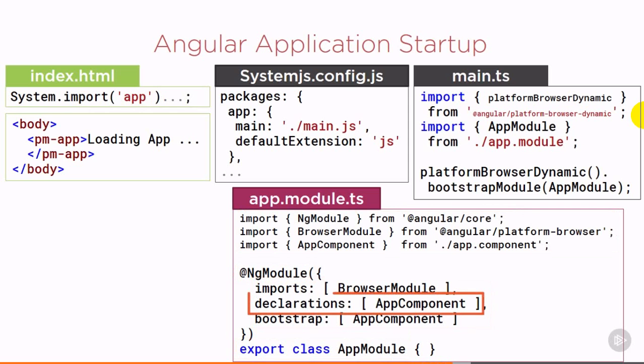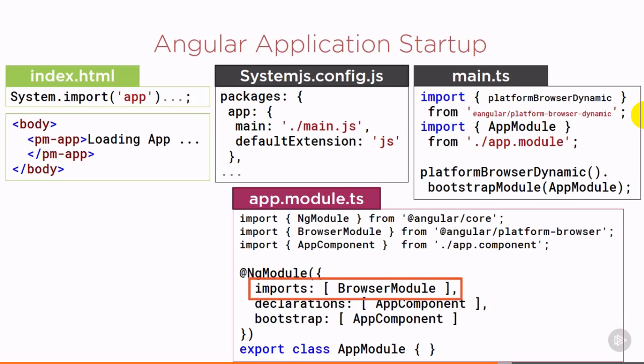In the declarations array, we define which of our components belong to this module. By convention, our main application component, AppComponent, belongs to the application's Angular module, AppModule, so we declare it here. We can add other components here as well. We'll cover best practices for organizing our application into Angular modules later in this course.